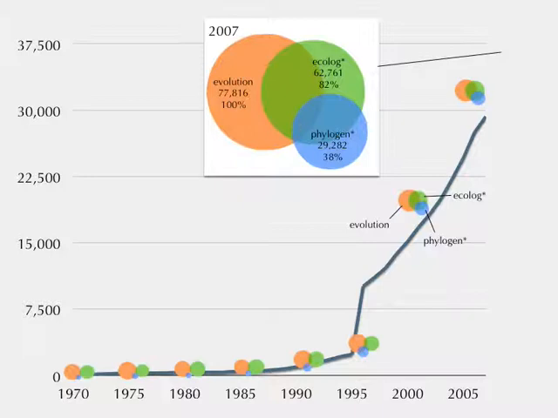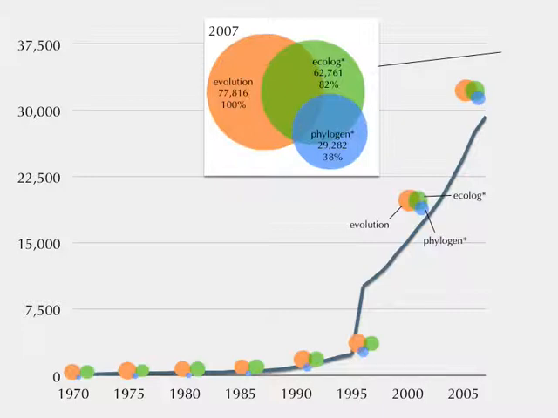Phylogenetics is taking off, right? So this blue line shows phylogenetics increasing through time, so papers that have phylogenetics in them. And then these circles, like Venn diagrams, show the overlap between different papers. So papers that have the word evolution and phylogenetics overlap this much. Ecology and phylogenetics overlap this much. So initially, phylogenetics starts off as just a pimple on the side of evolution, and now it overlaps in both evolution and ecology. So definitely a growing field.